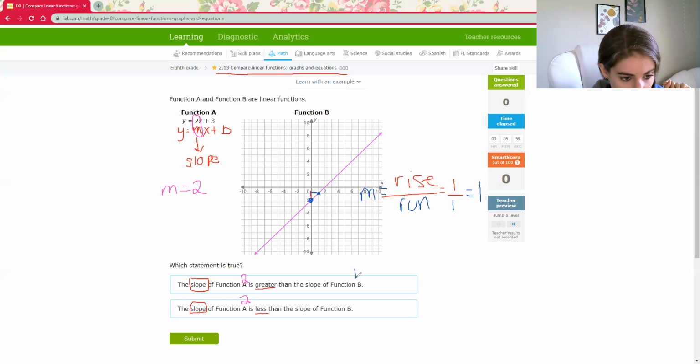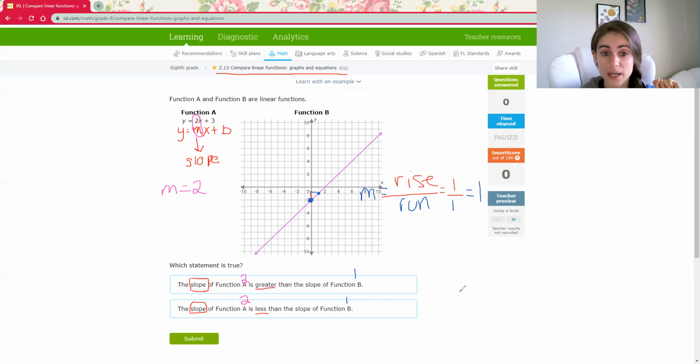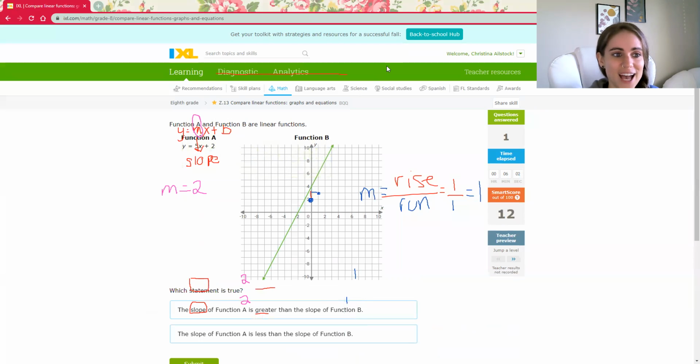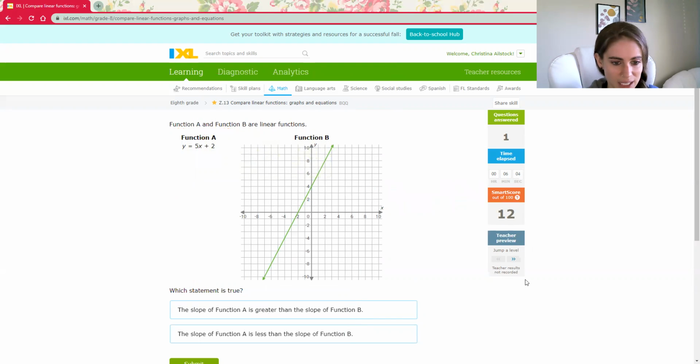And once again, I'm going to write that in my 2 statements here, so that when I read them, I can better determine which is correct. The first statement: the slope of function A, which is 2, is greater than the slope of function B, which is 1. Well, is 2 greater than 1? Yes, it is. So this first statement is correct. Let's click on that and see if we're right. And we are. Let's try another example here.